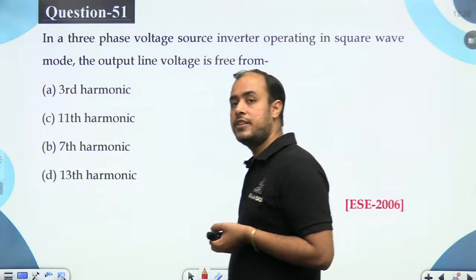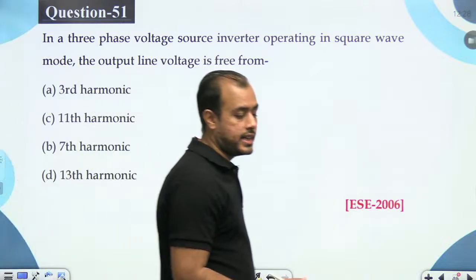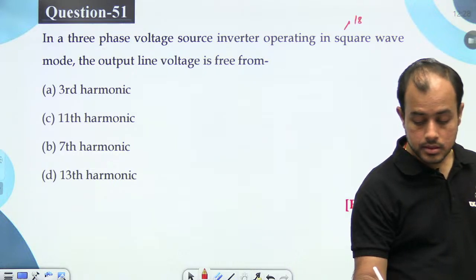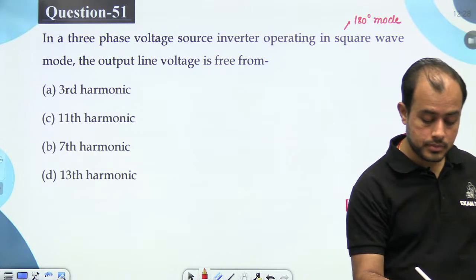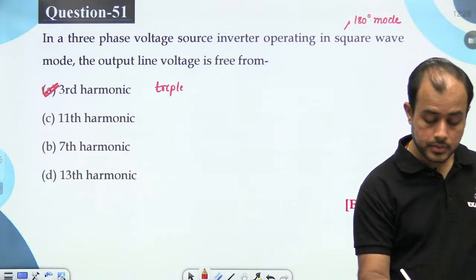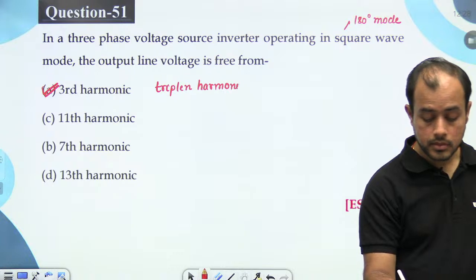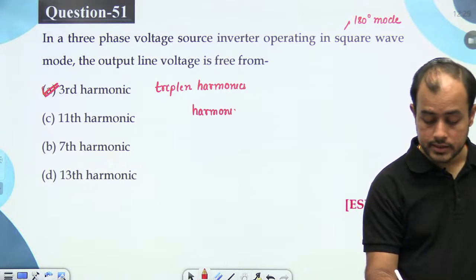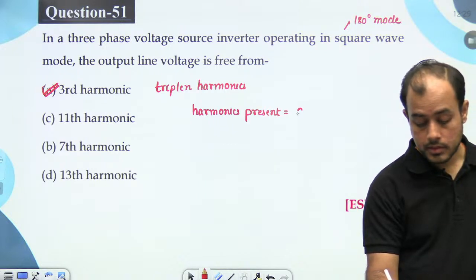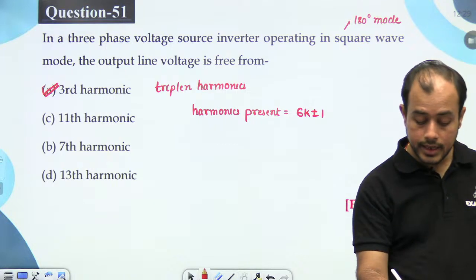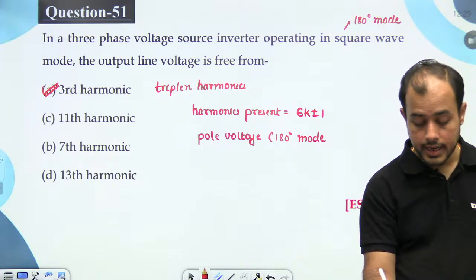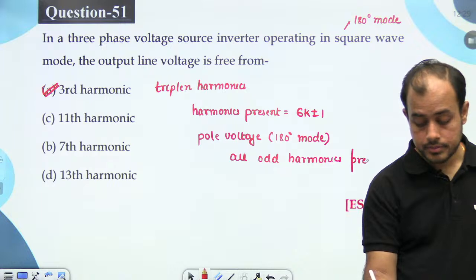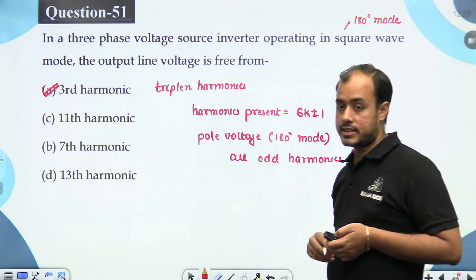In a three-phase VSI operating in square wave mode, 180-degree conduction mode, the output line voltage is free from triplen harmonics. Which harmonics are present? Which are the harmonics present? 6K plus minus 1. But remember, in pole voltage at 180-degree mode, all odd harmonics are present. Okay. All odd harmonics are present in the pole voltage.